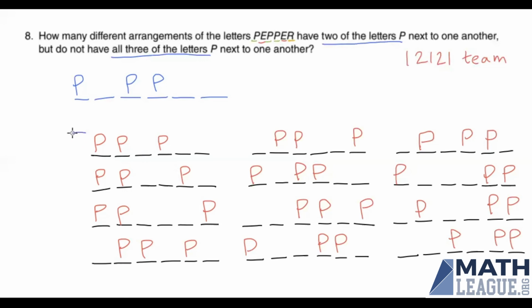For example, in this case here, we can put the R here, we can put the R here, or we could put the R here. So in each of these cases, there's going to be 3 ways we can fill out the rest. So that makes 12 ways that we can place the P's. And then for each of the ways that we can place the P's, there are 3 ways to finish out the arrangement. So the total number of arrangements of the letter pepper with this condition is 12 times 3 equals 36. And that is our answer.